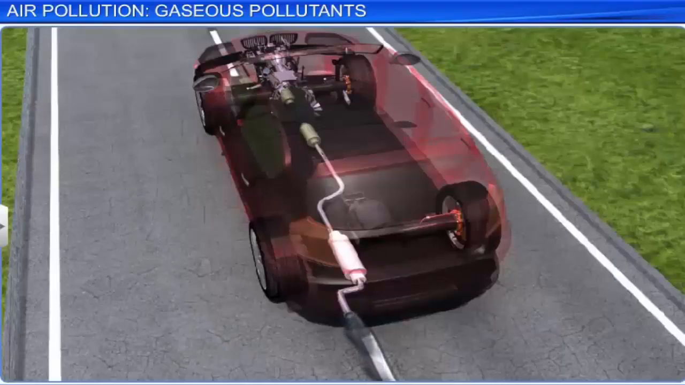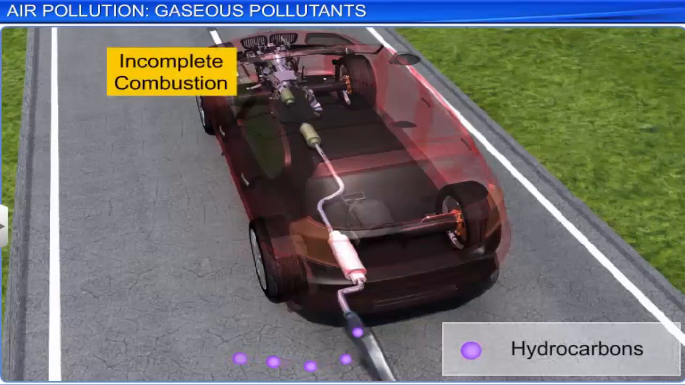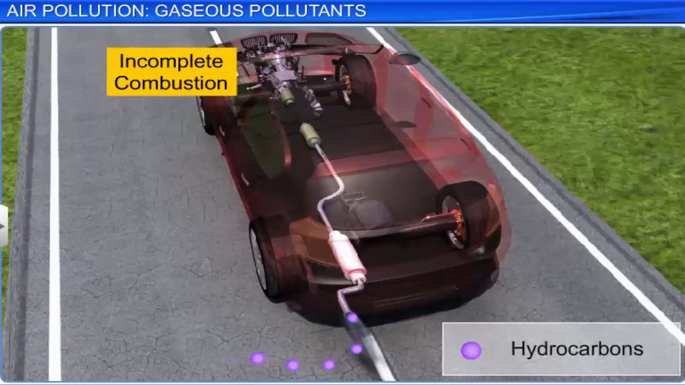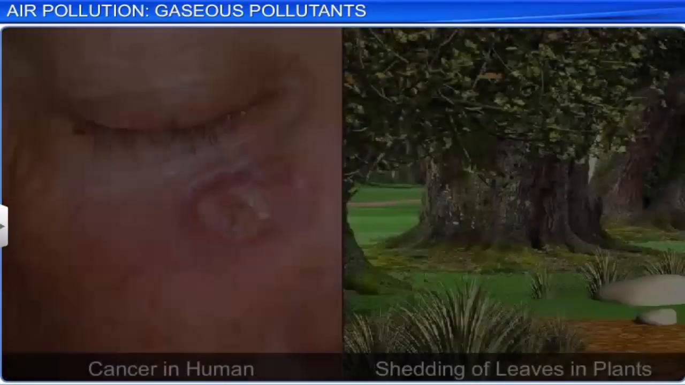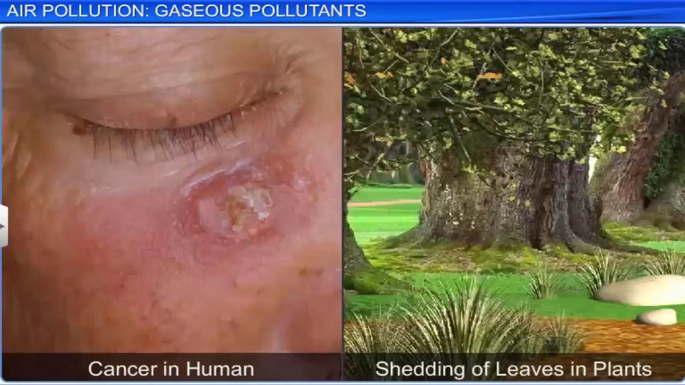Another air pollutant, hydrocarbons, is produced as a result of incomplete combustion of fuels in automobile engines. In animals, hydrocarbons can cause cancer, while in plants, they cause aging by breaking down tissues, which causes shedding of leaves, twigs, and flowers.